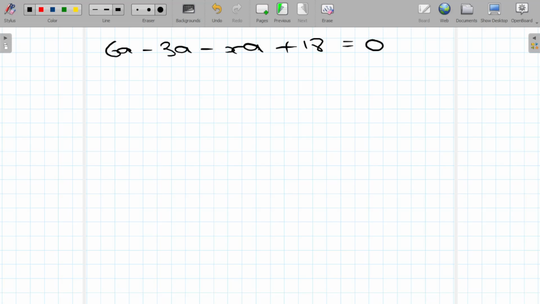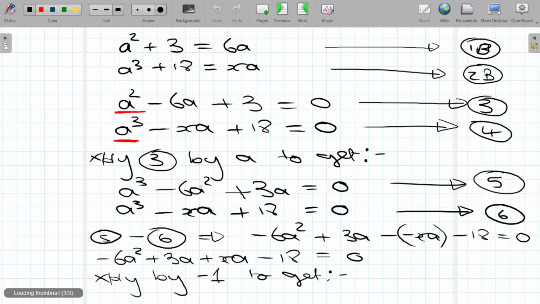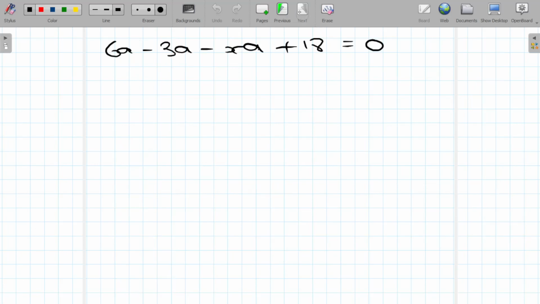And I haven't labelled this equation as yet, so we won't label it. But let's go back to the previous equation. So this minus 6a squared becomes a plus 6a squared. This plus 3a becomes a minus 3a. The plus xa becomes a minus xa. And the minus 18 becomes a plus 18.